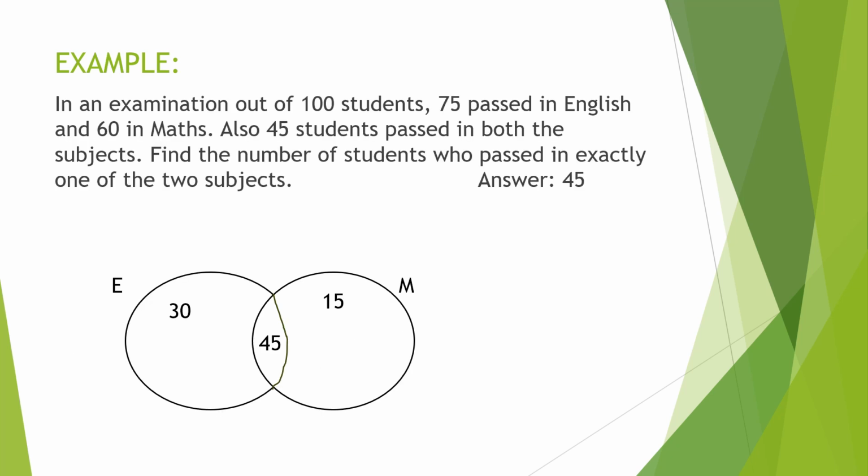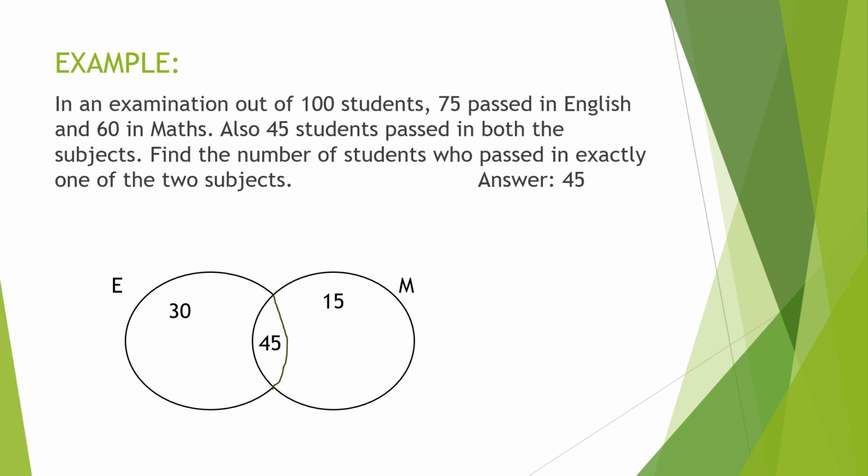Next example. In an examination out of 100 students, 75 passed in English and 60 in maths. Also 45 students passed in both the subjects. Find the number of students who passed in exactly one of the two subjects. Again here Venn diagram becomes very helpful. So total there are 100 students, 75 pass in English and 60 pass in maths, and 45 students pass in both the subjects. So first of all, when you draw the diagram, in the intersection part there are 45 students.